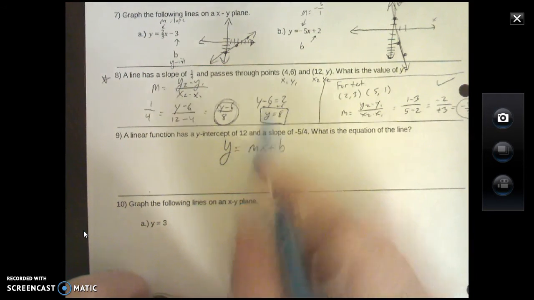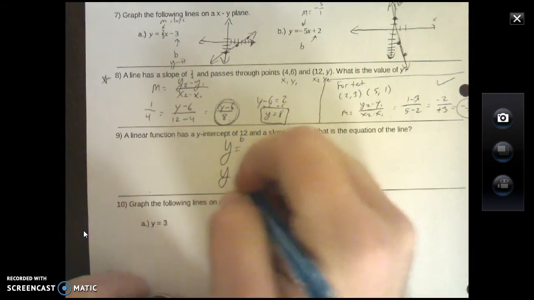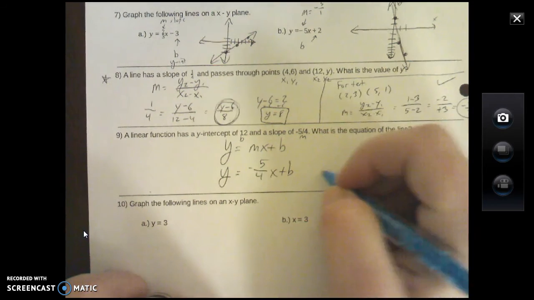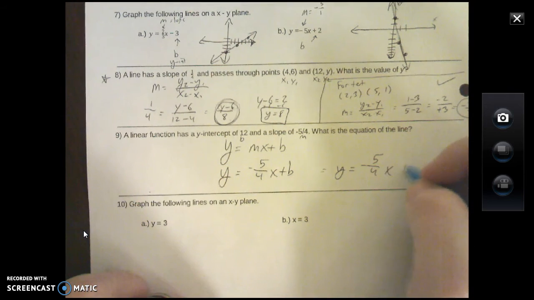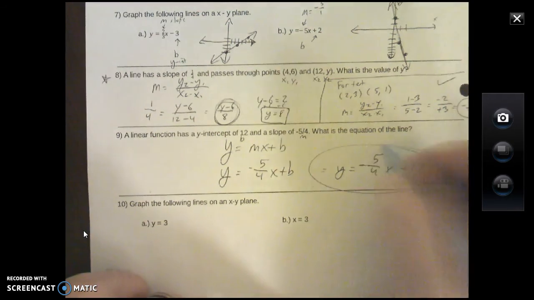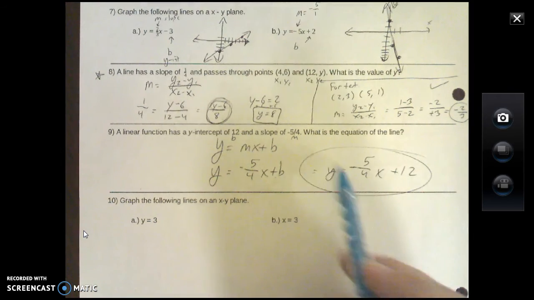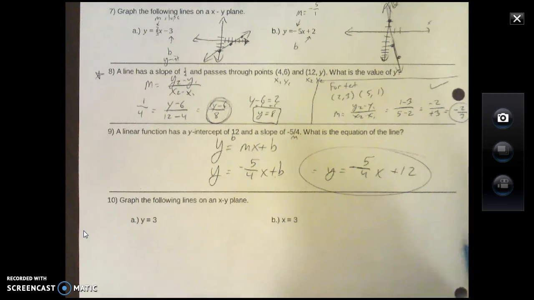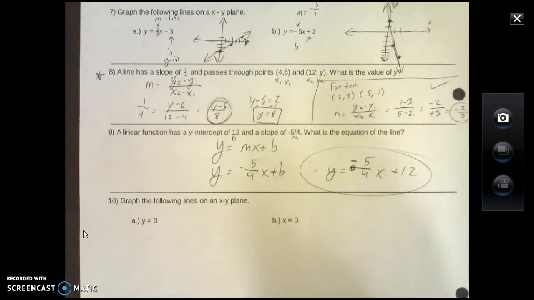The y-intercept is your b. Your slope is negative 5/4. Y equals negative 5/4 x plus 12. There's a negative sign there. Okay? That's all. So you're putting the 12 in for your b, and the negative 5/4 in for m. Hopefully you guys are cool with that. If you're listening to this video, then you'll be fine. That's a negative 5/4. That's better. Makes me happier.